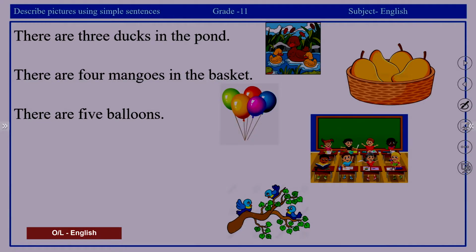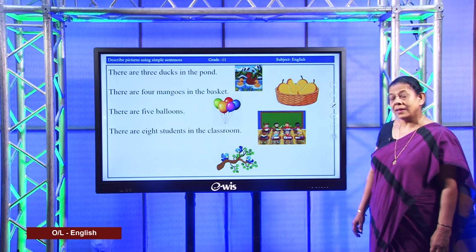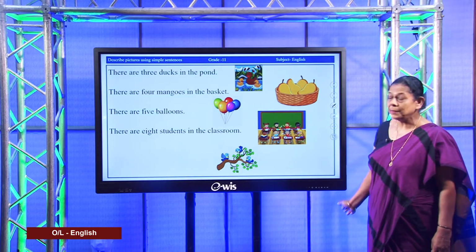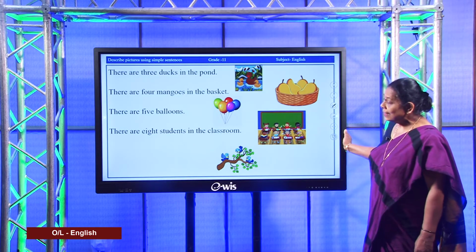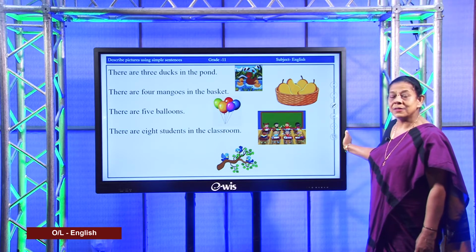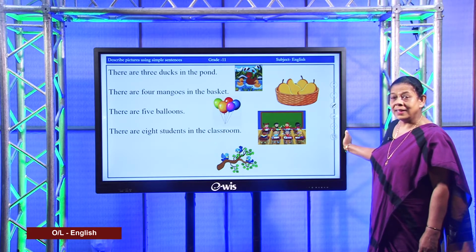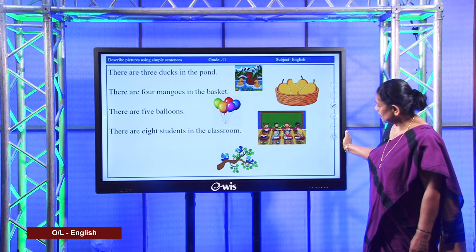Next one. How many children are there in the classroom? How many students are there? Can you count? There are 8. So how do you write that sentence? How do you describe the picture, children? There are 8 students in the classroom.